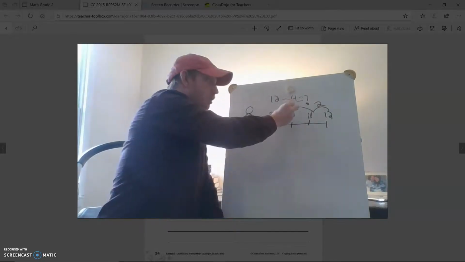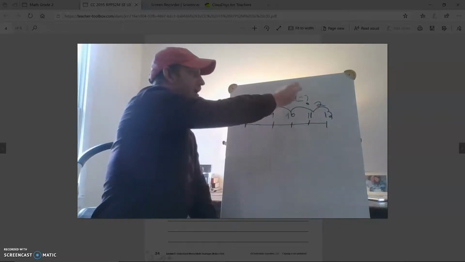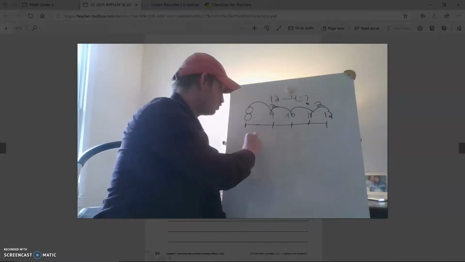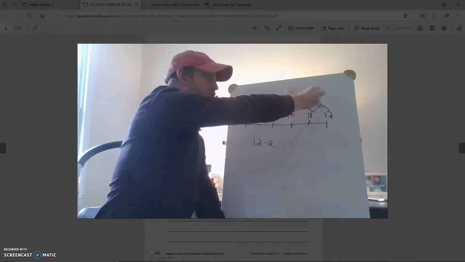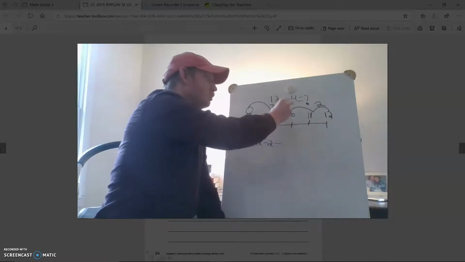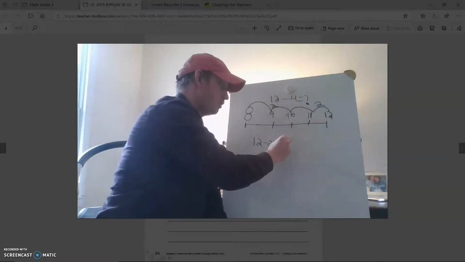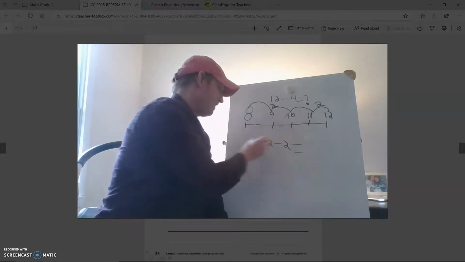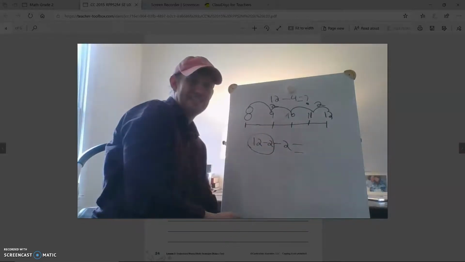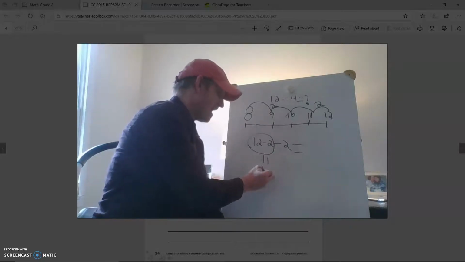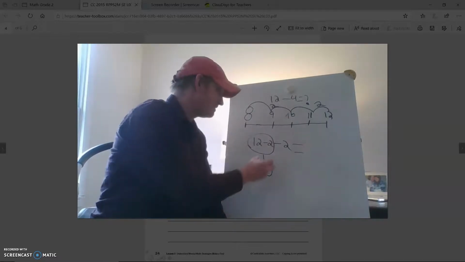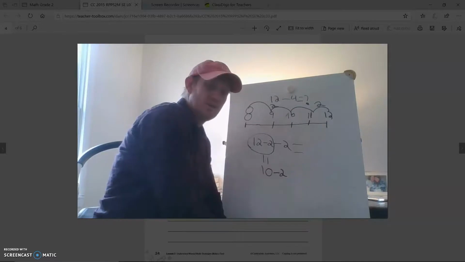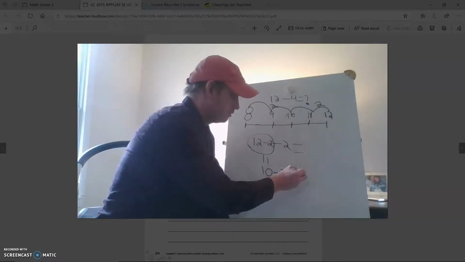And then if I count 2 more, 1, 2, I get to 8. So 12 minus 4 is the same thing as 12 minus 2, going down by 2, minus going down 2 more, so minus 2. And we know that 12 minus 2 is the same as saying 10. So 12 minus 4 is the same as 10 minus 2. And that we can do quickly. It's 8.